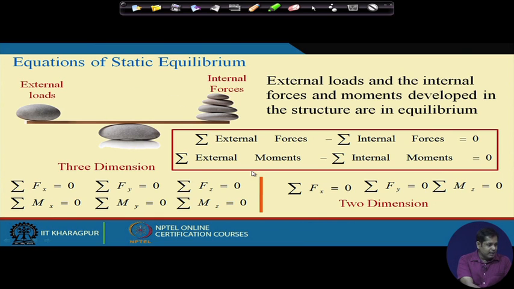In three dimensions, these equations say that the summation of forces in each direction is equal to 0, and the summation of moments about any axis is equal to 0. In two dimensions, the equations become: the summation of forces in the x and y directions is equal to 0, and the summation of moments about the z axis is equal to 0.